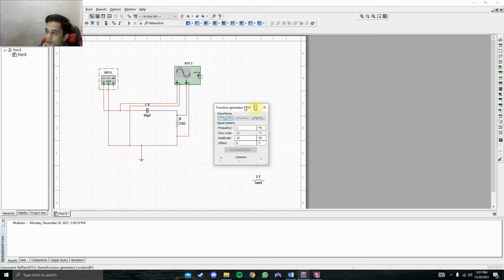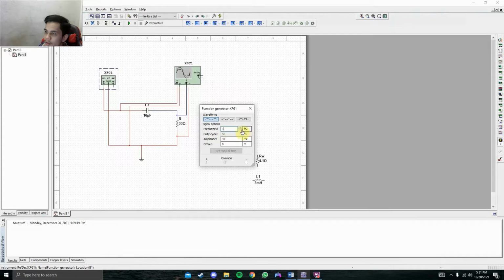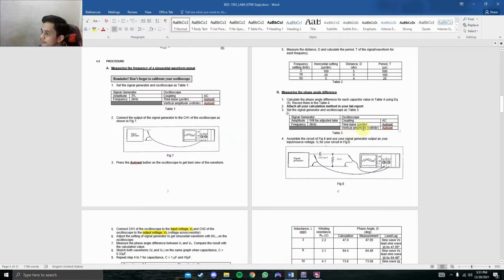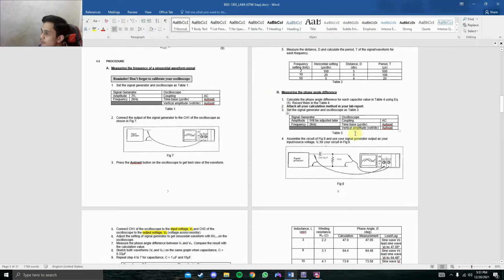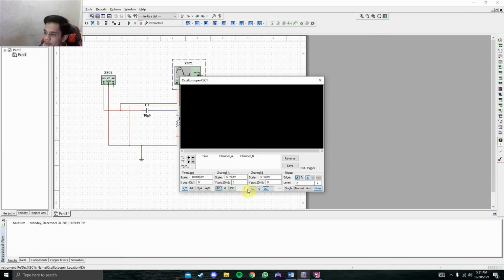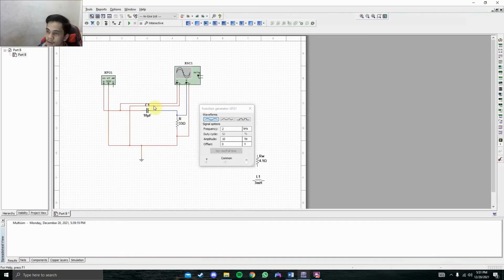Set the signal generator to frequency 2k hertz, then your oscilloscope: coupling AC, time base auto set, vertical amplitude auto set. So both channels are set to AC. Then assemble the circuit of figure 8 using your signal generator output as the input source for your circuit of figure 8. So this is the table 3, figure 8 circuit.